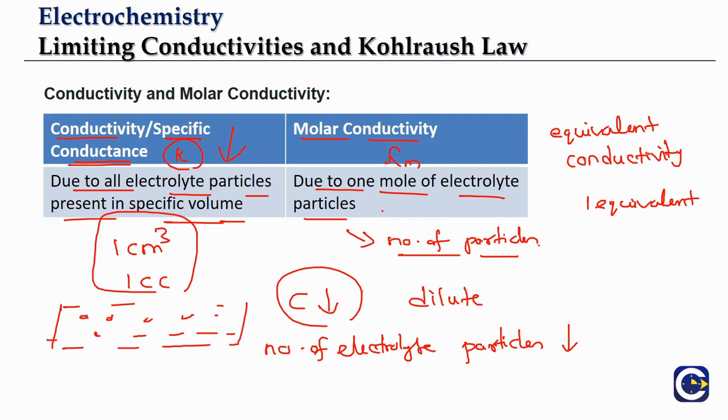So if you are changing concentration or the dilution level, usually, if you dilute more, what happens? The concentration of electrolyte will be decreasing. Okay, so this is what we will see as the effect of dilution or concentration change on conductivity and molar conductivity. So we'll talk about what will be the effect on the molar conductivity.